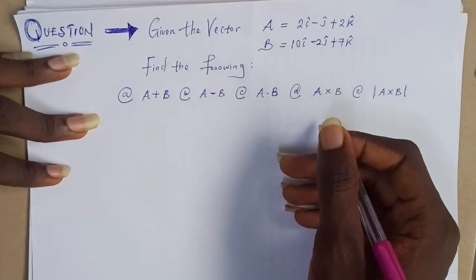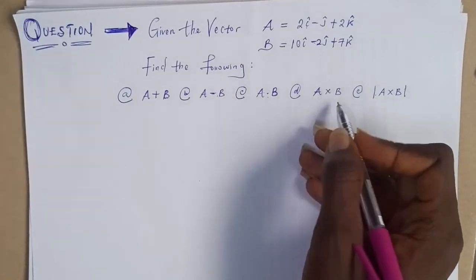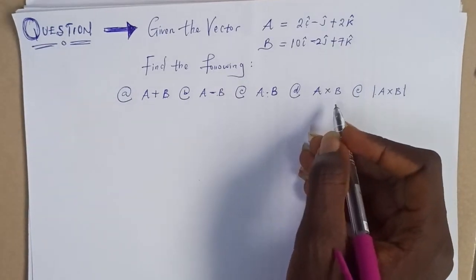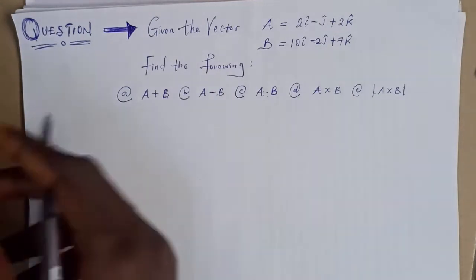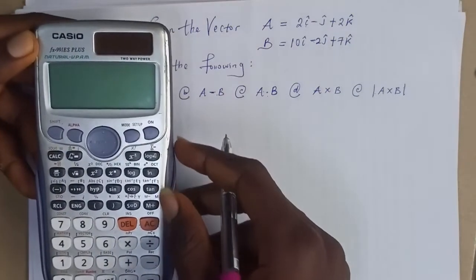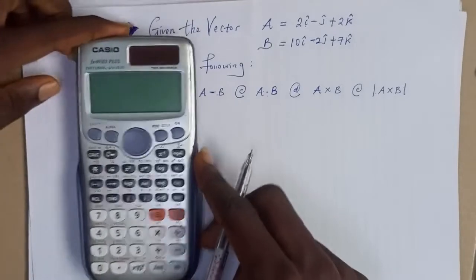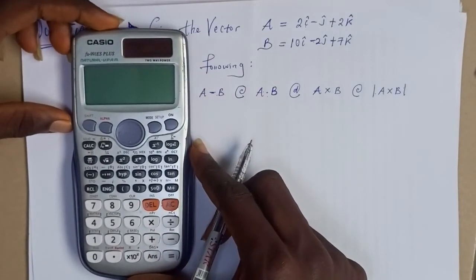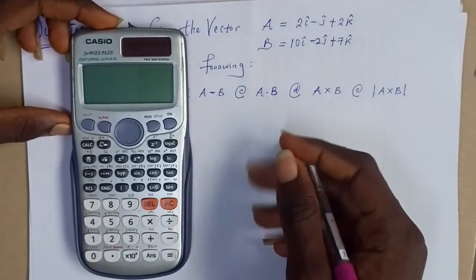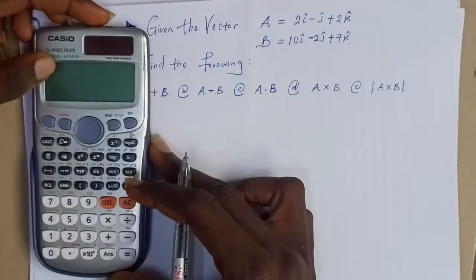But the main aspect now is how will you be able to find the cross product under 1 minute? You can decide to use the Casio FX-991ES Plus to get the correct answer. So you can easily make use of this calculator to get the final answer without any stress. So how will you go about that?